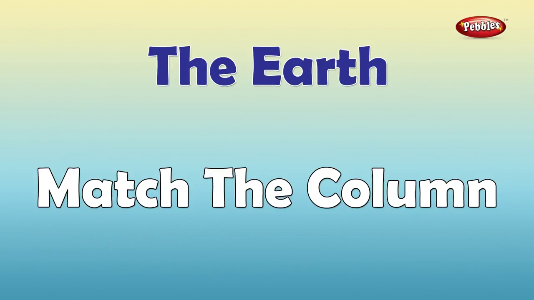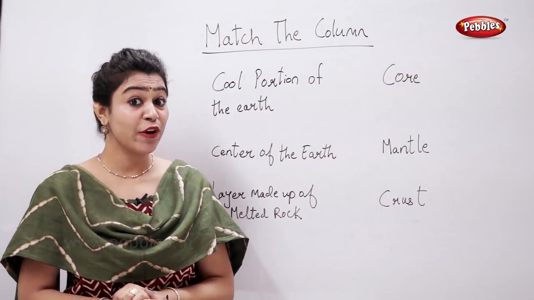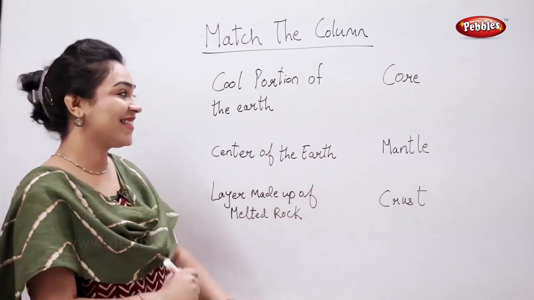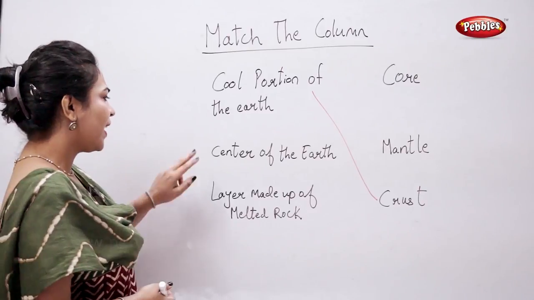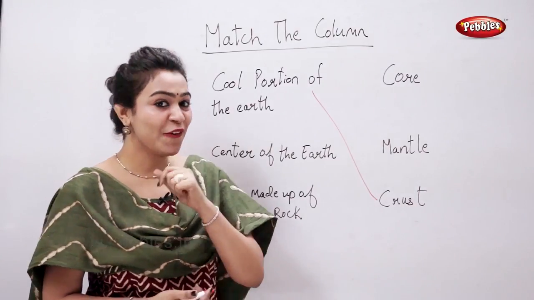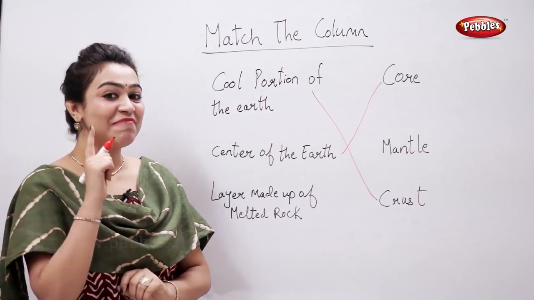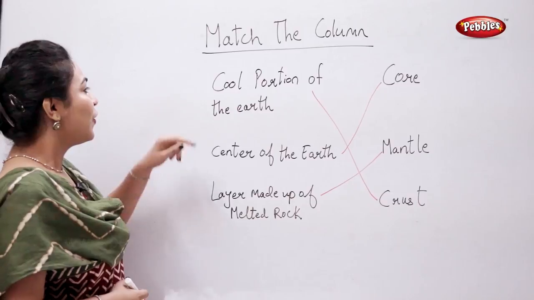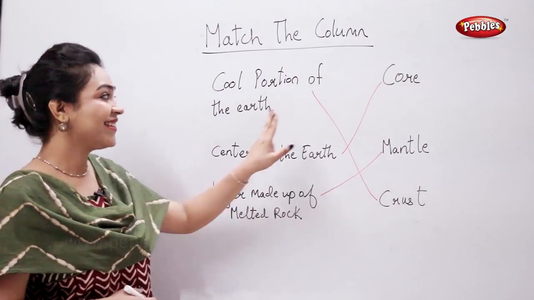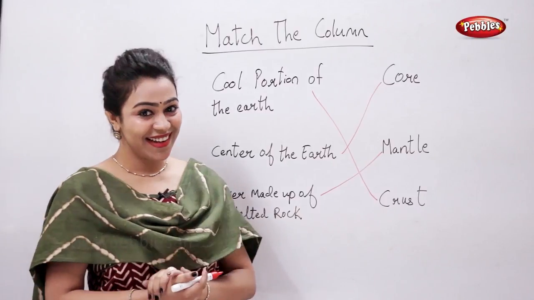Match the column. Cool portion of the earth. Now tell me, which is the cool portion of the earth? Is that mantle? No, it's crust. Center of the earth. Which is the center of the earth? Core. Layer made up of melted rock. That's mantle. Cool portion of the earth is crust. Center of the earth is core. Layer made up of melted rock is mantle.